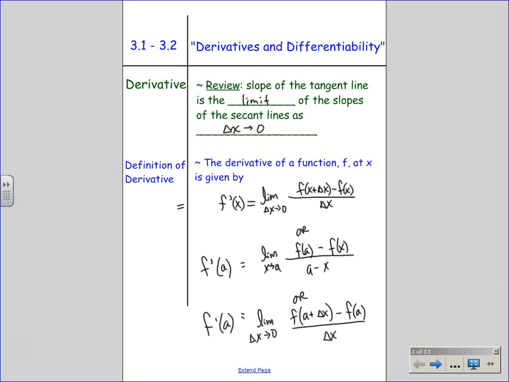Close. These two are a slope of a tangent line to f of x at. These ones give a slope, or the slope of a tangent line, or the tangent line, but not the first one.